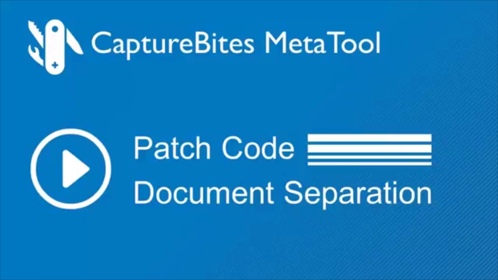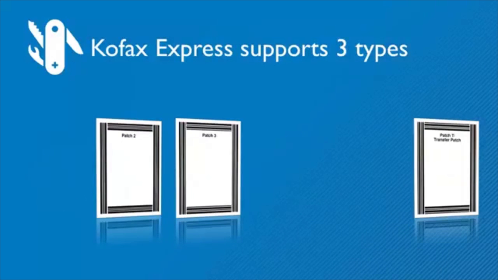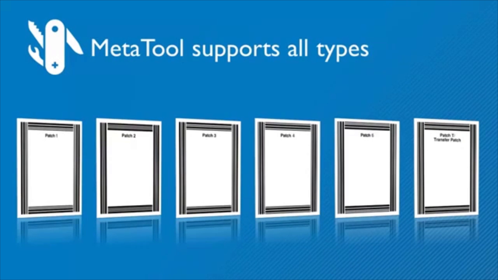Patch codes are large horizontal barcodes designed for document separation. There are 6 types of patch codes, and Kovacs Express supports 3 types out of the box: Type 2, 3 and T. CaptureBites MetaTool supports all 6 types and can also detect Type 1, 4 and 6.